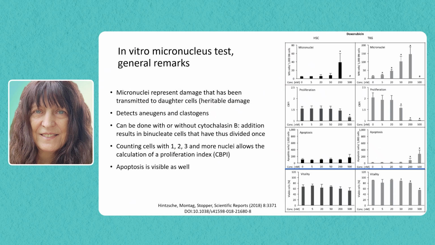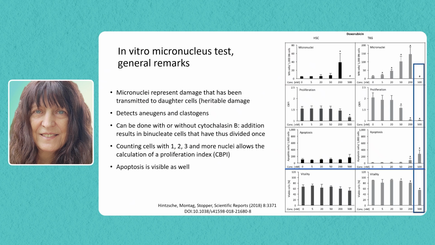And then when you count the cells with one nucleus and two nuclei and three or more, you can also calculate a proliferation index. Because if they have three nuclei or four maybe, then they have undergone a second mitosis already. If there's only one nucleus, no mitosis. So you can count an index, and that shows you very nicely the proliferation ability of the cell culture. You can also see apoptosis on the slides, which is also a nice additional thing.